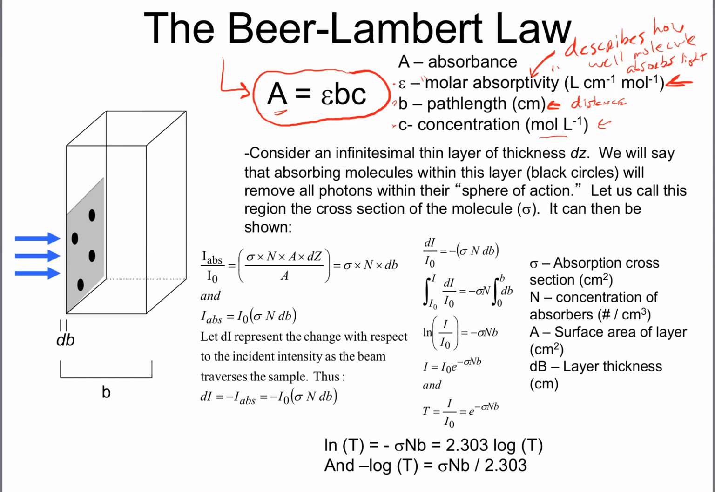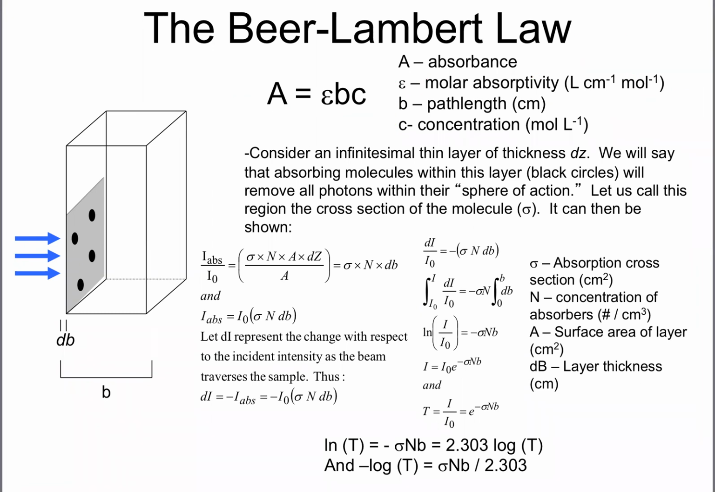You change the wavelength, well, the molecule may absorb light differently, and because of that, we need a term that describes the wavelength dependence of light absorption, basically. So this molar absorptivity does that for us. It's a number that just describes how well a molecule absorbs light. The bigger the molar absorptivity at a specific wavelength, the better the molecule is at absorbing light.